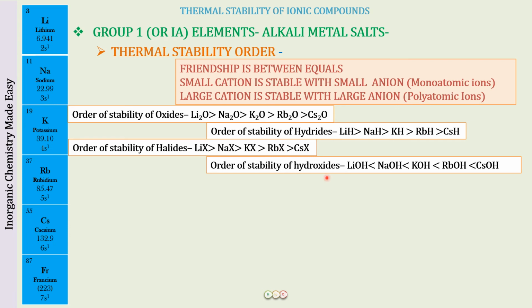Next we have is the hydroxide. So OH negative. So this becomes a polyatomic ion now. So for a polyatomic ion, down the group, stability is going to increase. Large cation, large anion, stability is going to be the maximum.